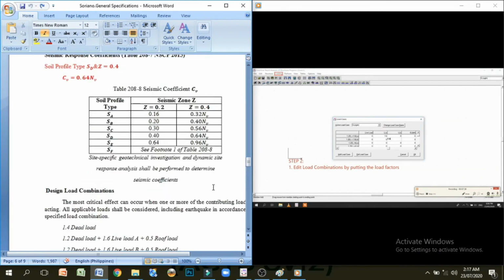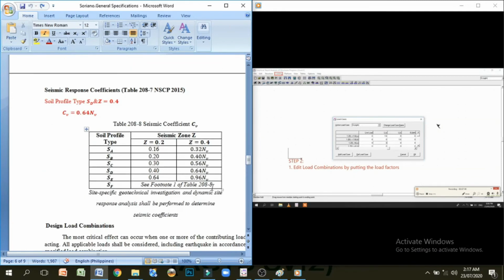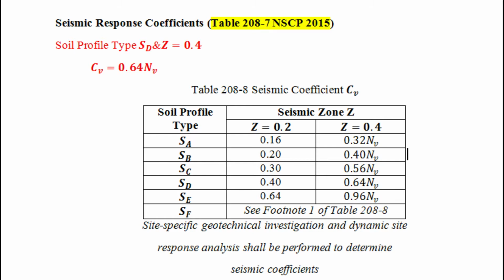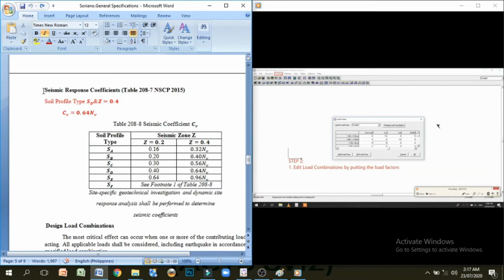But before obtaining these standards, we need to consider first our seismic response coefficient. This is the calculation for earthquake load, and after we can obtain our seismic coefficient, we can now input our earthquake load. The following standards for SRC or the seismic response coefficient are taken from Table 208-7 of the NSCP 2015 edition.